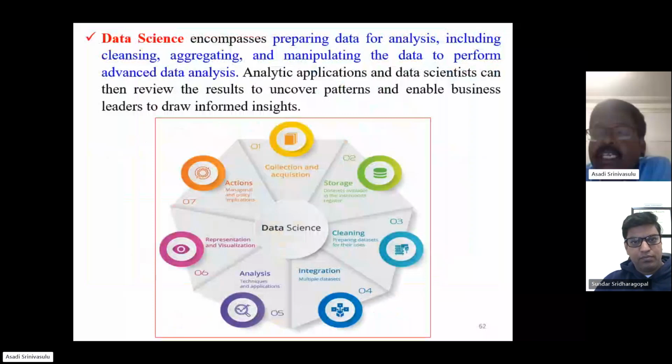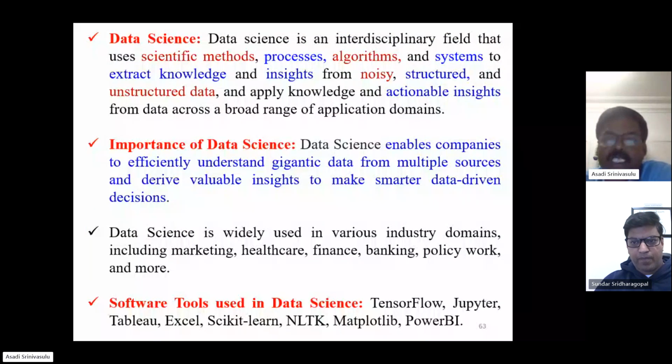It uses scientific methods like logistic regression, or any A-star algorithm, or any kind of soft computing techniques, processes, algorithms, and systems to extract knowledge, patterns, models, and insights from noisy data, structured data, unstructured data, and apply knowledge and actionable insights from data across a broad range of application domains. That's why data science is the process of extracting insights from a huge volume of data.